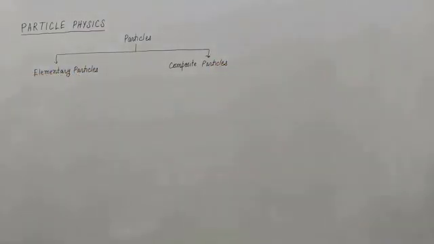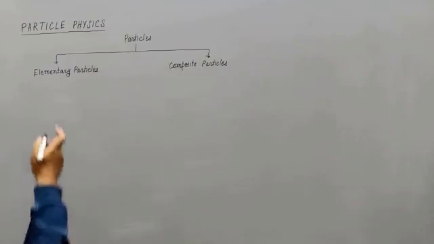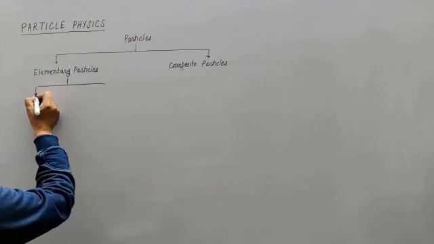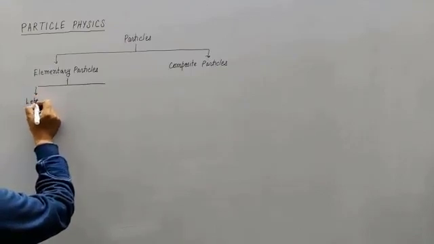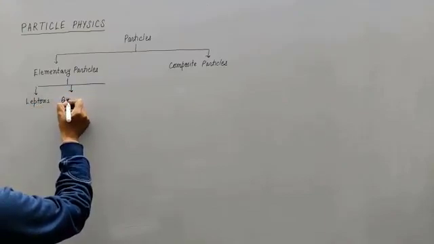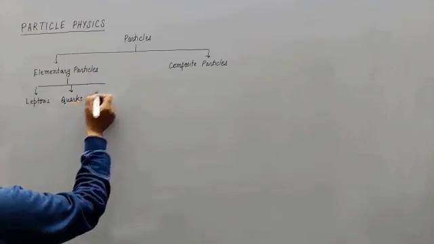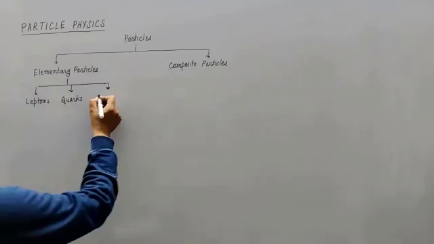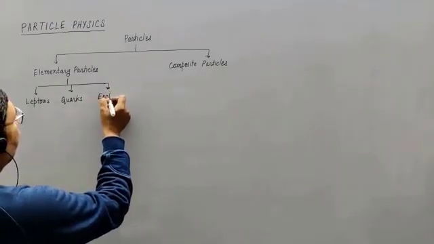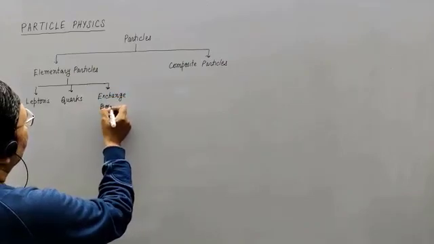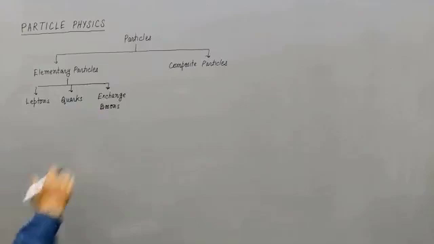These elementary particles are of three types. We have discussed in an earlier lecture that these elementary particles are of three types: leptons, quarks, and interacting bosons or exchange bosons. We have already discussed all these three: leptons, quarks and exchange bosons.